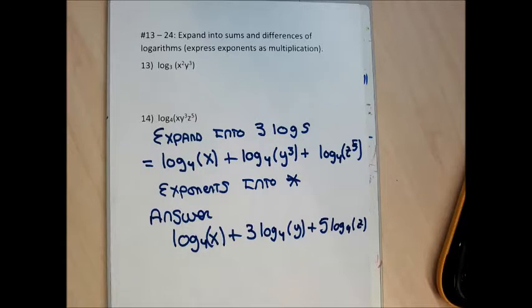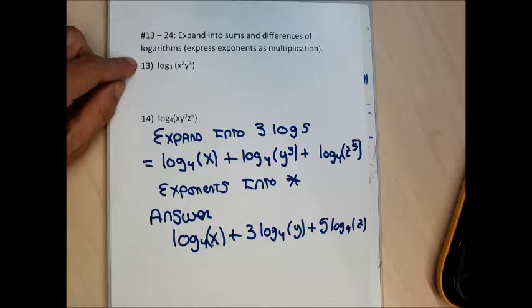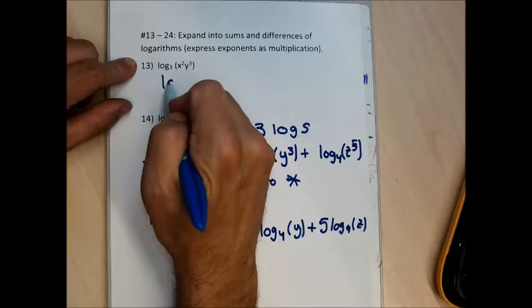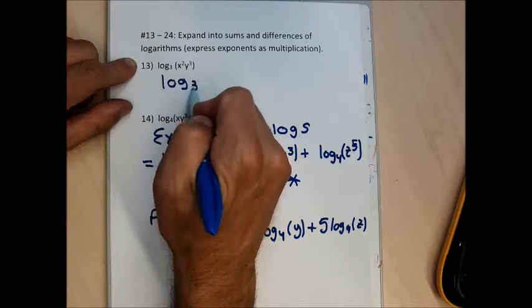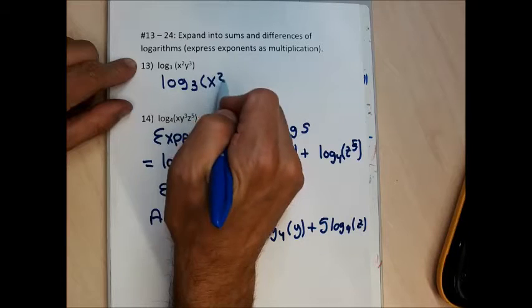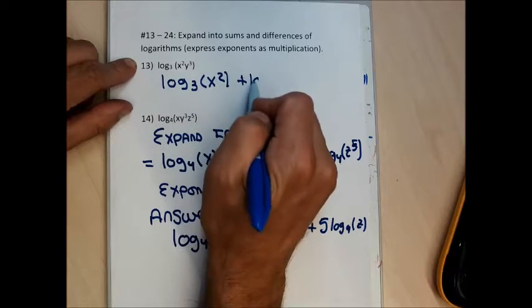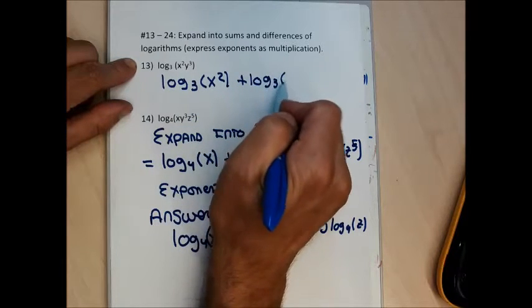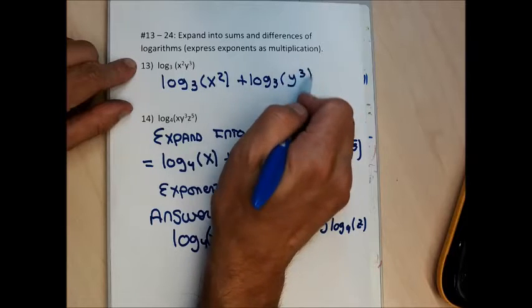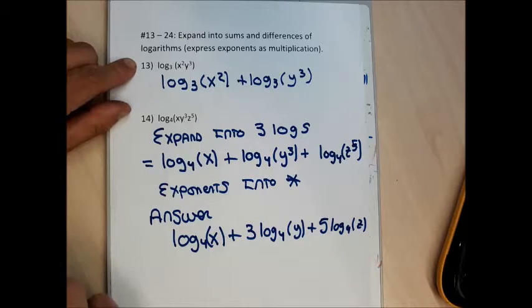I don't really need the parentheses around the x, the y, and the z, but it's kind of nice to have them. Your problem 13 should work similarly, but you only get 2 logarithms because you only have 2 letters. You're going to expand it, and you're going to get the log base 3 of x squared plus the log base 3 of y cubed. You expand it into 2 logarithms. You don't get minuses because there isn't a fraction.